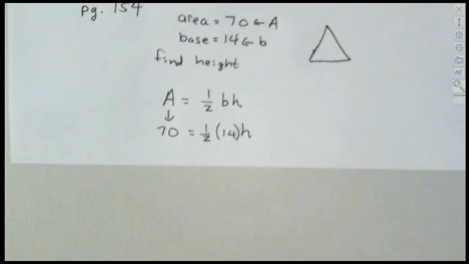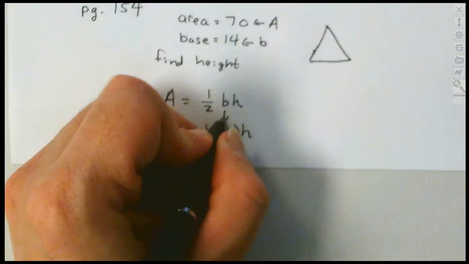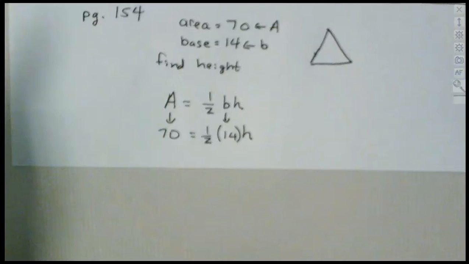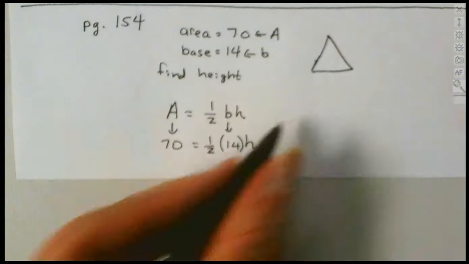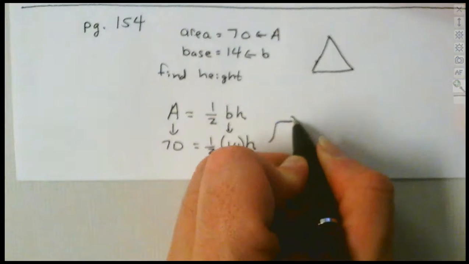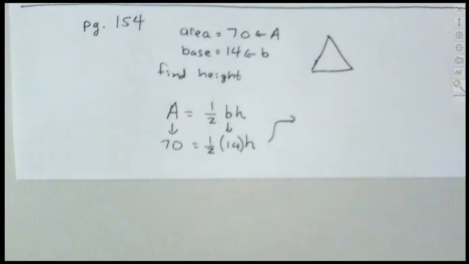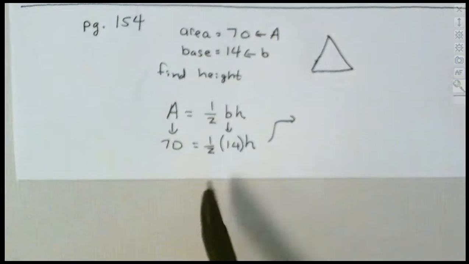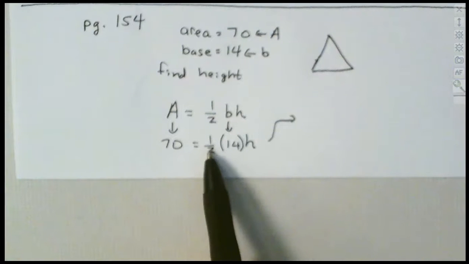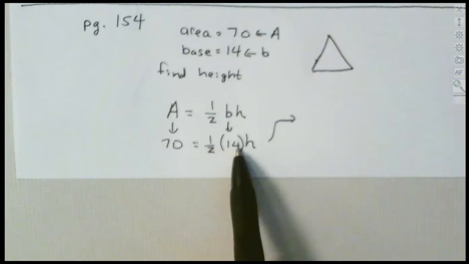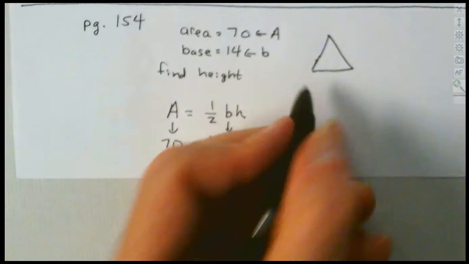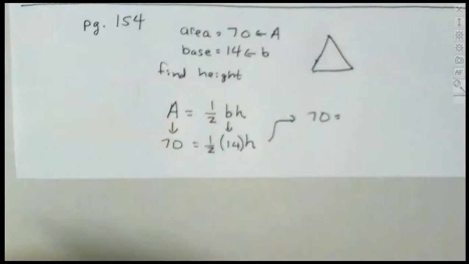So we went to our back cover of our textbook. We found the correct formula. We plugged in our values. Okay, let's go ahead and solve this one out. Now, we don't have to clear out the fractions because when I look here, we're working with numbers. What's 1/2 times 14? What's half of 14? 7. So that's going to give you then 70 equals 7H. Right? Because half of 14 is 7.